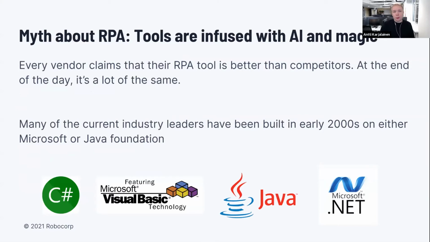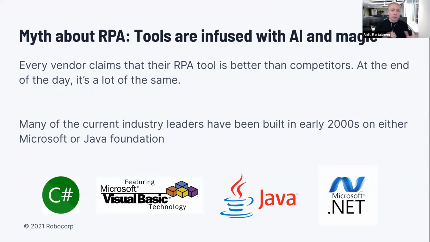And then the third myth I'm talking about here is that oftentimes you hear that RPA is like AI, learning what people do and then replicating it. It's not the case, at least in most parts.